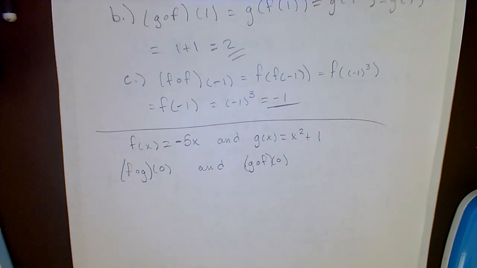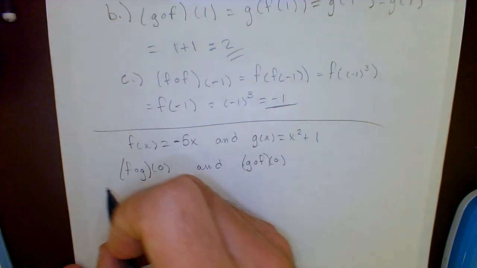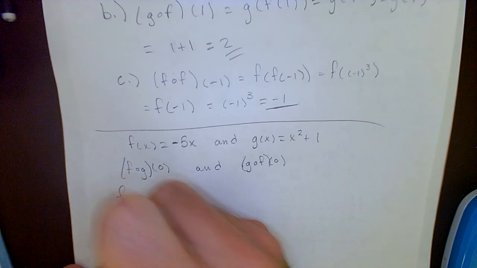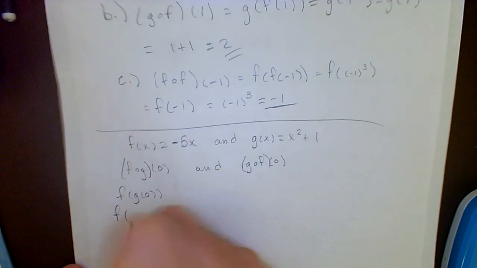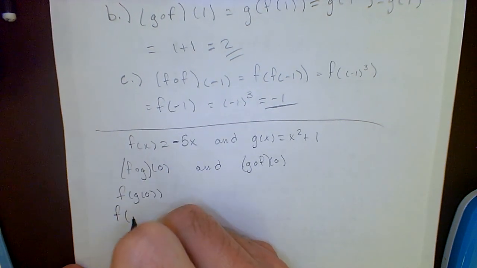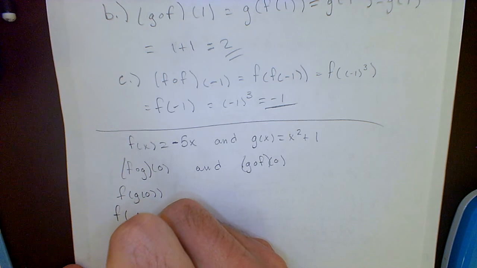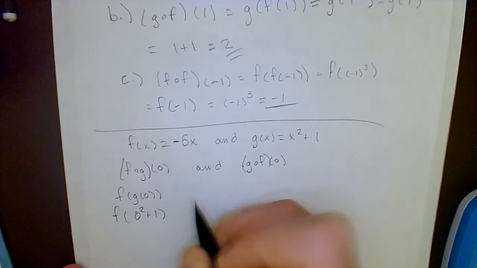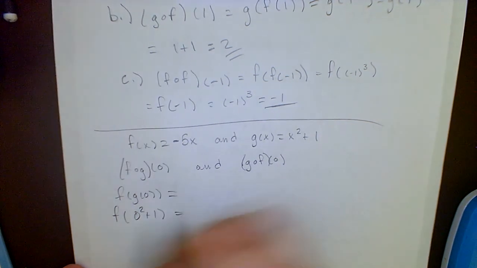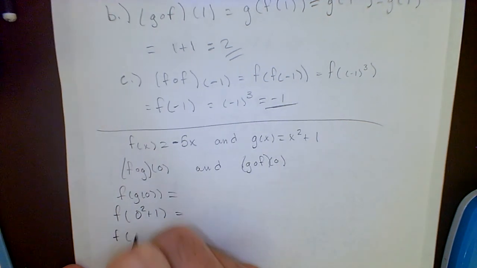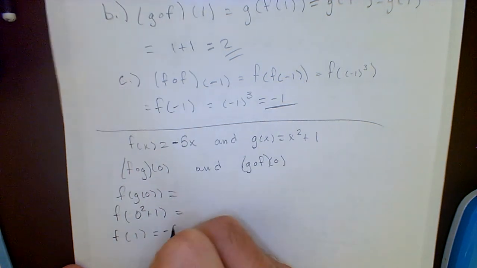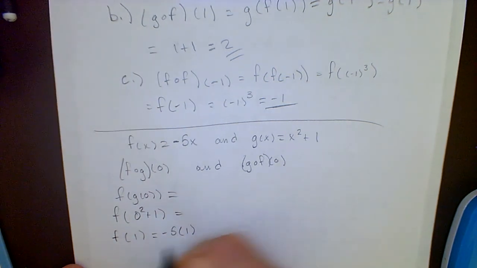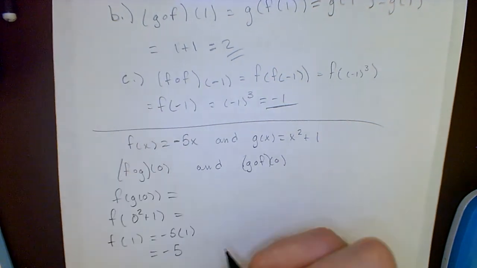Okay, anyway, so this one, we are going to do f of g of 0. So g of 0 is 0 squared plus 1, so this is f of 1, which is equal to negative 5 times 1, which is equal to negative 5.